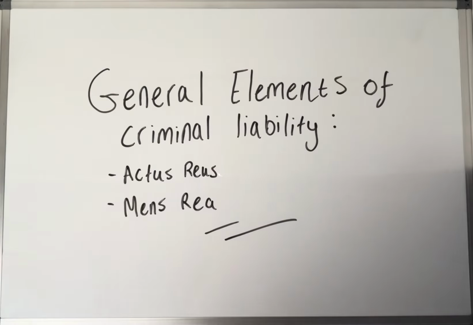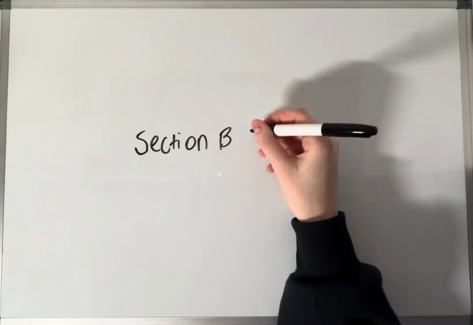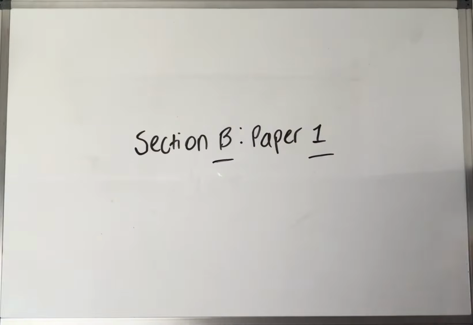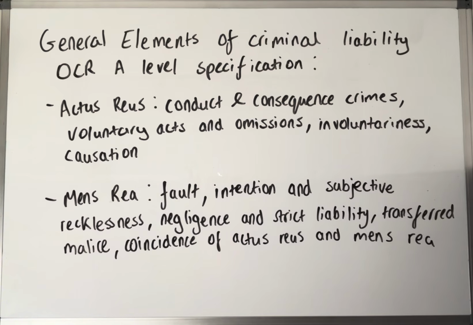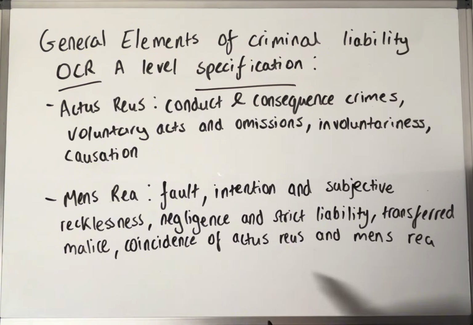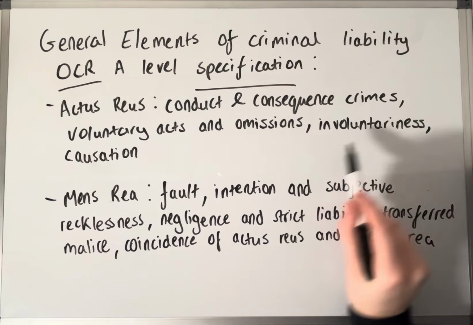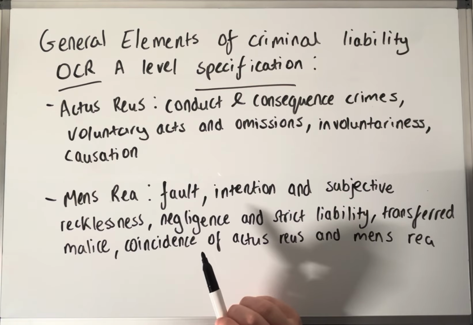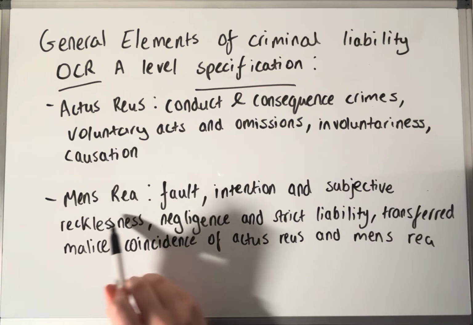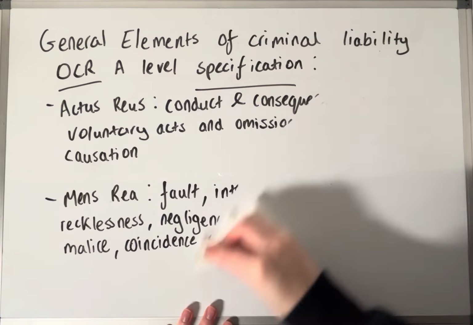Today we're going to be going over general elements of criminal liability. So, this is in section B of paper 1. This video is specifically for OCR, so we are going to be looking through their specification. We will look at Actus Reus, and this is what falls under it, which we will be discussing, and mens rea, and we will be discussing these topics that go under it.